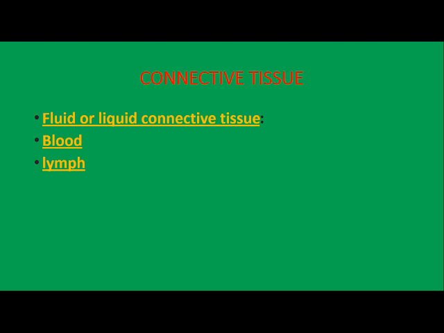So, children, today we are going to study the third type of connective tissue, that is the fluid connective tissue, or we also call it liquid connective tissue. It gets its name fluid or liquid connective tissue depending on the type of matrix it has. It has a matrix which is in a fluid or liquid state, and fluid connective tissue is of two types, blood and lymph. Let us study about the blood.